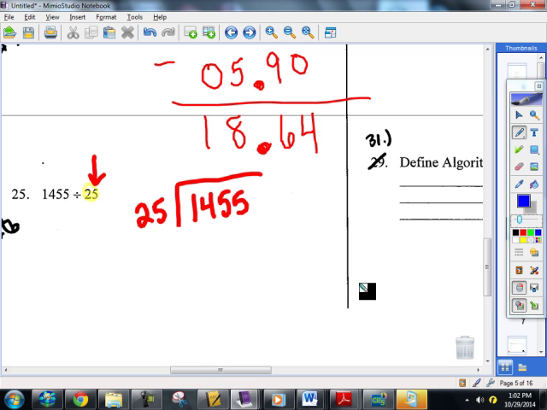25, can that go into 1, guys? 25 into 14. 25 into 145. Yes. Now, maybe you knew, well, I know 25 goes into 150 6 times. Maybe you use that rationale possibly, or maybe you just count it by 25. 25, 50, 75, 100, 125 would be 5 times. Multiply that around to get 125. Then you subtract to get 20.